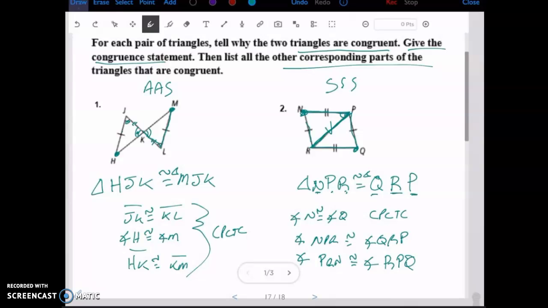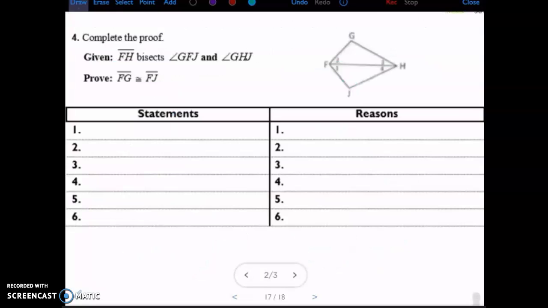Number 4, complete the following proof. FH bisects both angles. So FH, they were nice to us. They gave us 1, 2, 3, 4. FH bisects angle GFJ and angle GHJ.